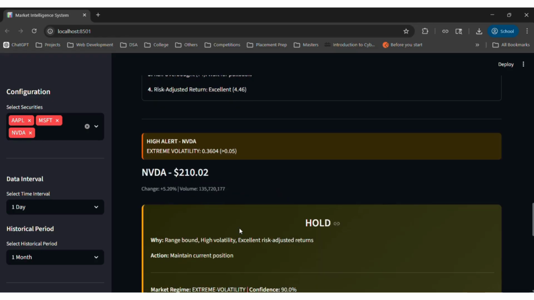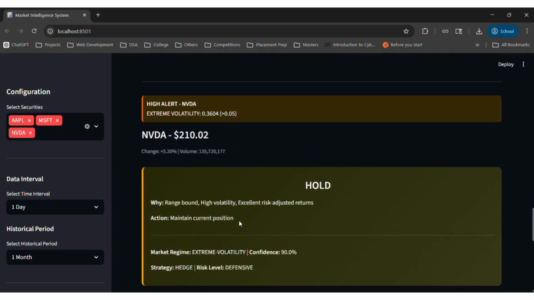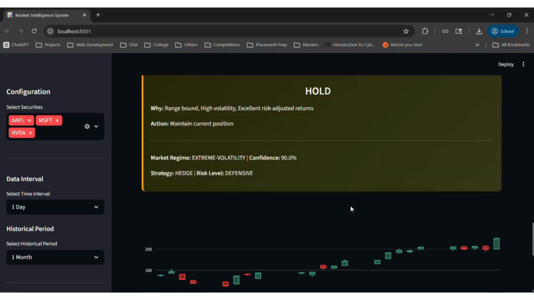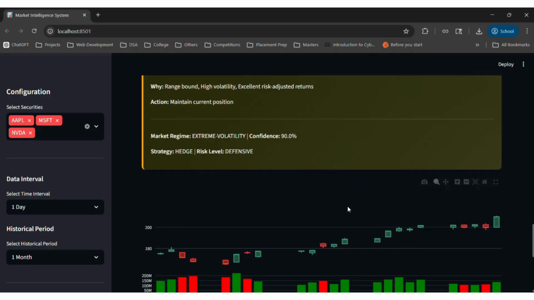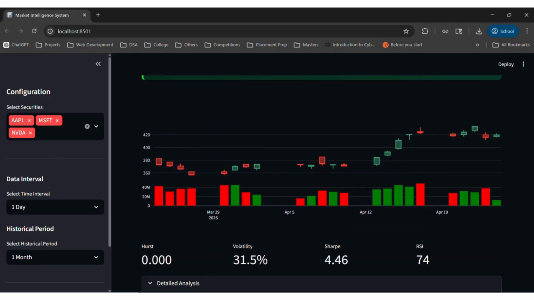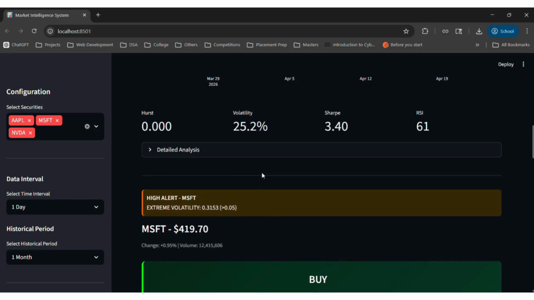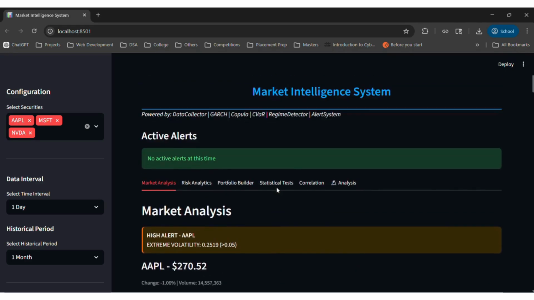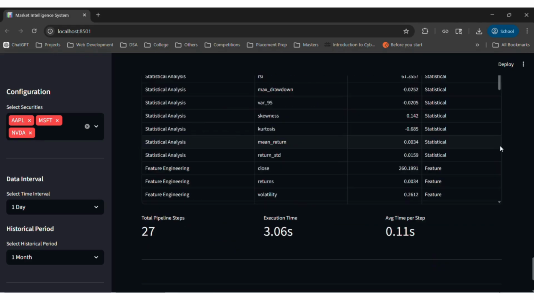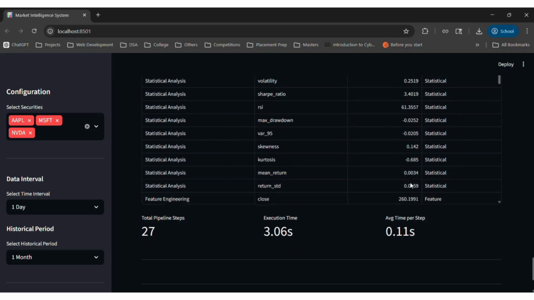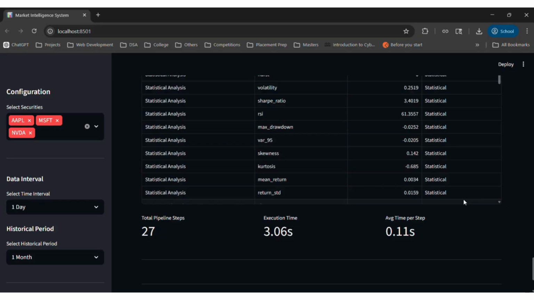Excellent. So this is a basic analysis for NVIDIA. As we can see, the decision is hold and so forth. Because we have chosen only three securities, we have the analysis of those three securities as of now. Across time, this ensures the system is not just functional but reliable over time.